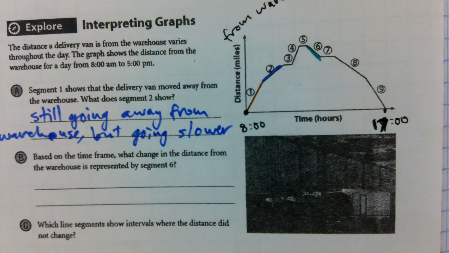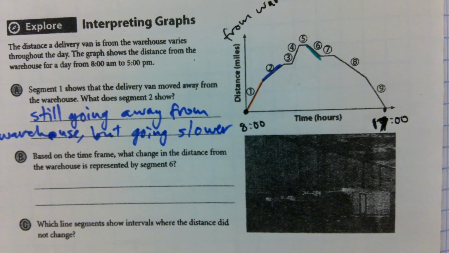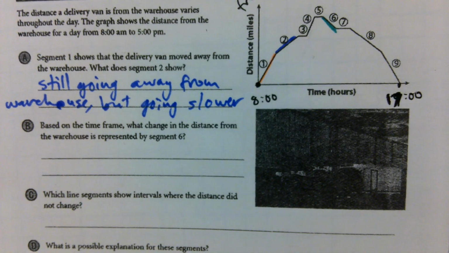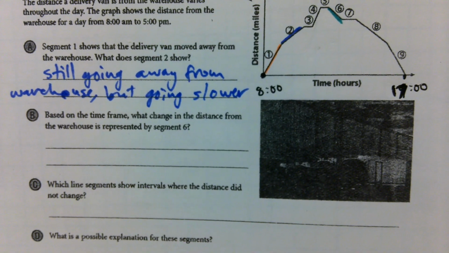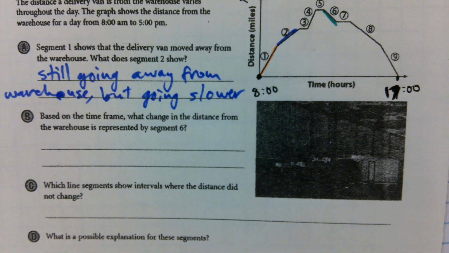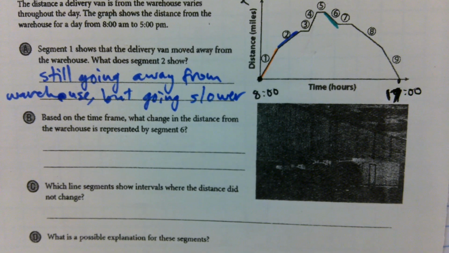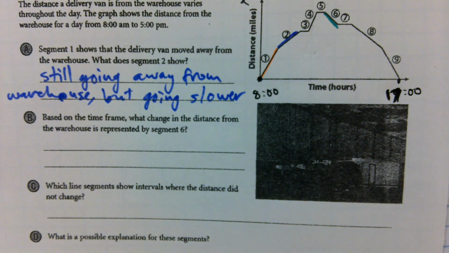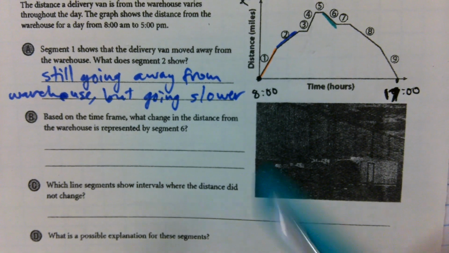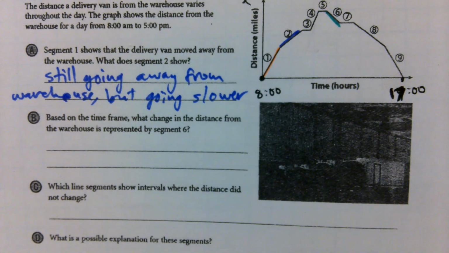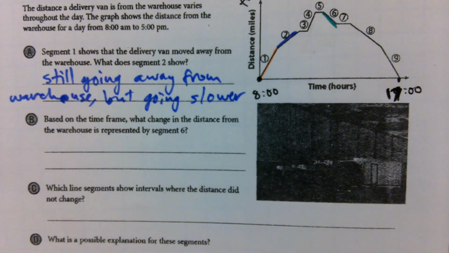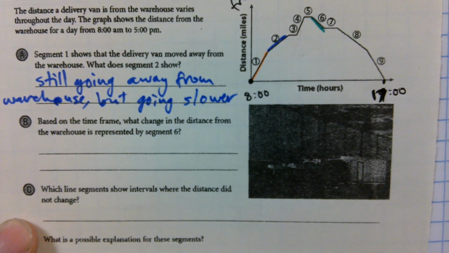Okay, let's recenter our focus, please. What's up, Liana? Help us out. The segment 6 shows that the driver was moving farther from the warehouse, but then started getting closer. Good. Segment 6 shows we're going back towards the warehouse, right? Beautifully said. Anthony, you got a question? No, I was gonna answer. Oh, perfect. Maybe you could help us out with the next one.